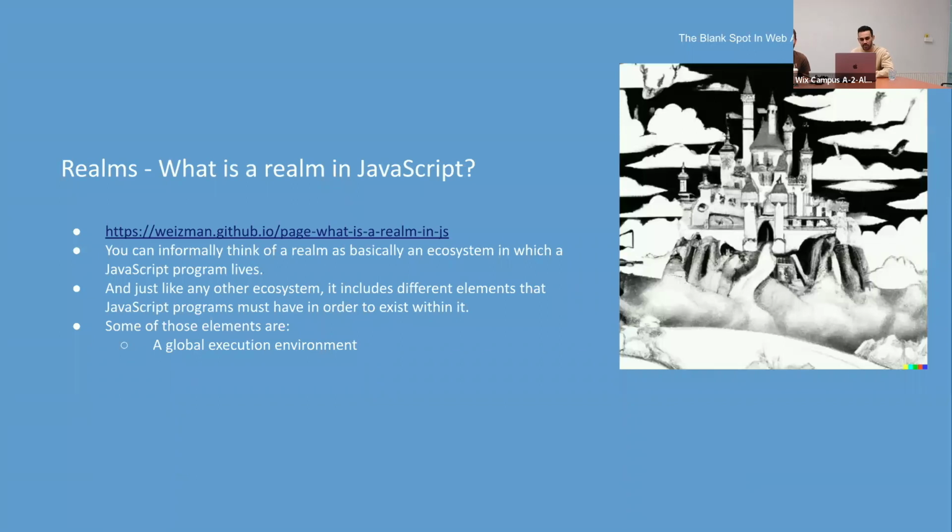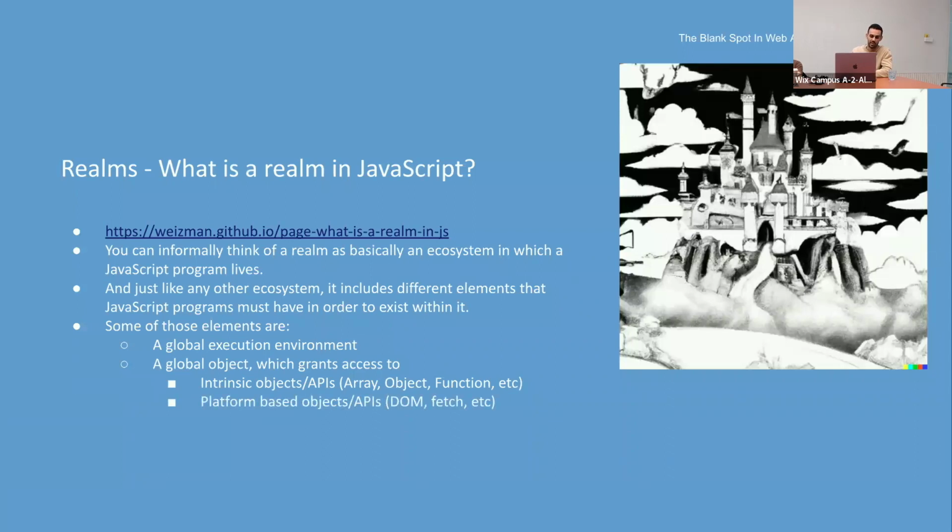Some examples of things you get as part of having a JavaScript realm is a global execution environment. Each realm has its own distinct global execution environment. As part of that environment, you get a global object. And that global object grants you access to different intrinsic objects or APIs. You know them as Array, Object, Function, things that are built into the JavaScript language. But you also get access to platform-based objects. So you have access to the document, you have access to the fetch API, and there are other examples as well. But this is the gist of what the difference between realms is.